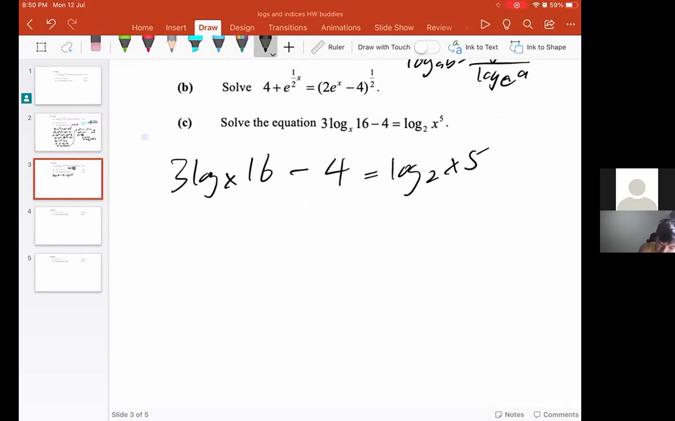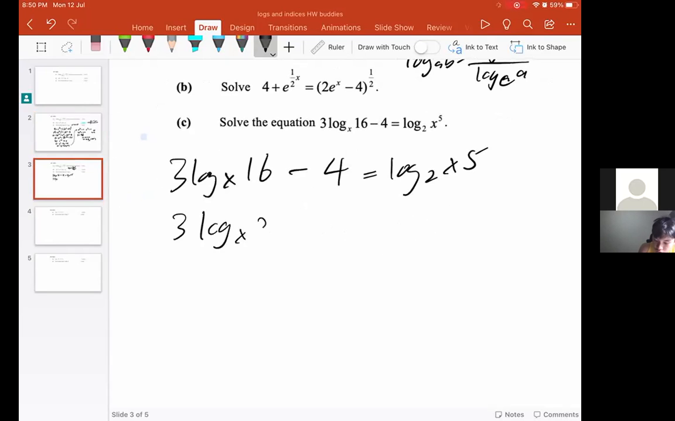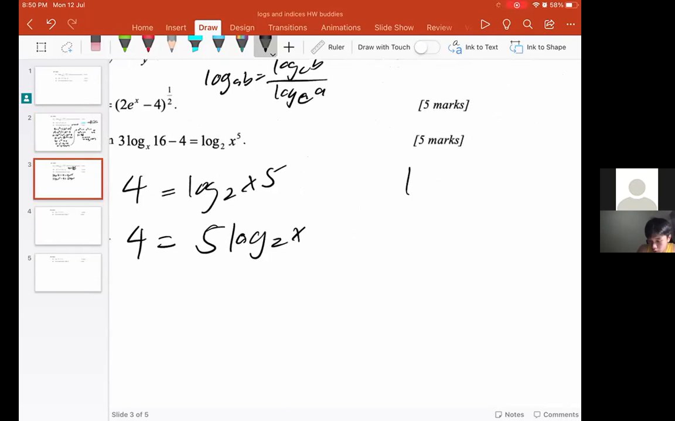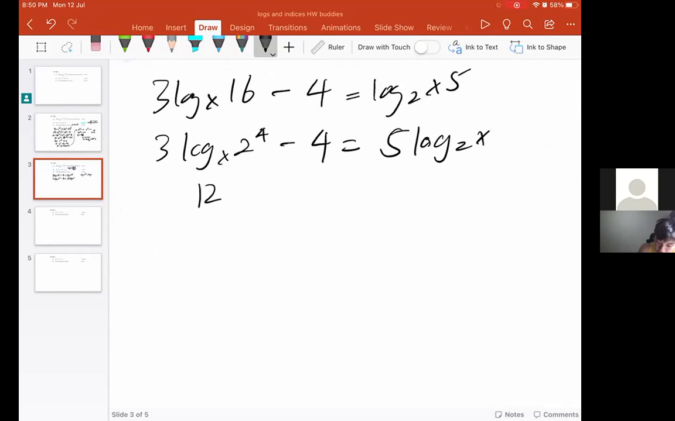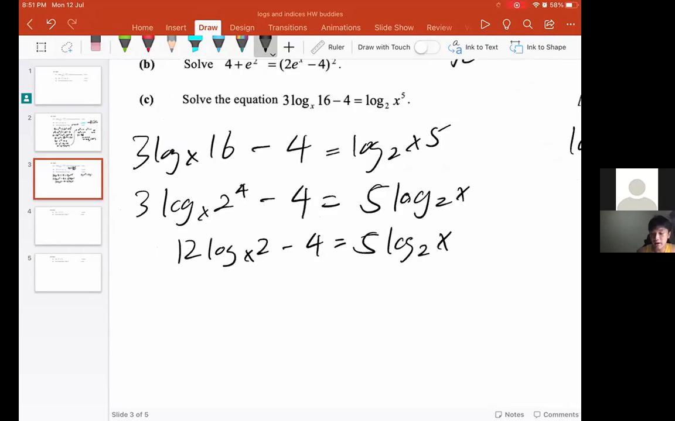So immediately we can see that in 3 log_x 16, 16 equals 2 to the power of 4. We can use our power rule to bring the 4 in front, and the same thing to bring the 5 down. For a quick recap, the power rule is log_a b^5 equals 5 log_a b. So once again, 3 times 4 is 12. So we have 12 log_x 2 minus 4 equals 5 log 2x. What we should do next is change the log_x 2 into a log base 2. We can do that using the change of base law, which I've covered up here.